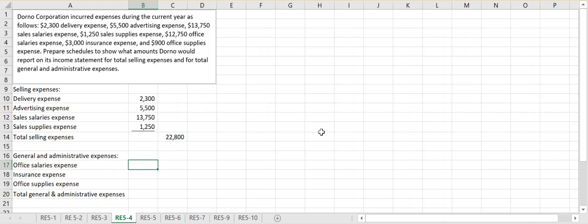versus our general and administrative expenses. Office salaries expense of $12,750, again for your human resources people, accountants, finance, CEOs, CFOs would all be included in a general and administrative item. Your insurance that we have, so if we have any type of prepaid insurance that is expired over the period, that would be included in here. And then our office supplies of $900, and we'd total those to get the total general and administrative expenses for the period at $16,650 for this business at the end of their current year.